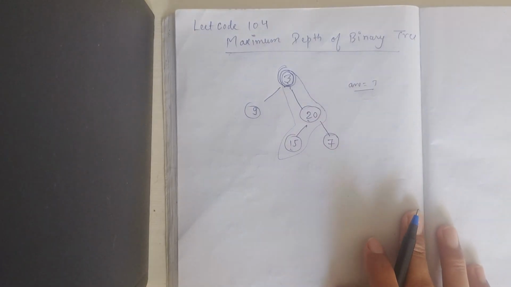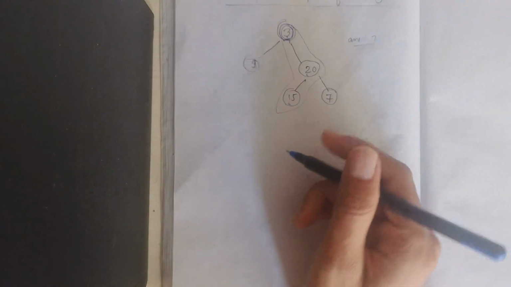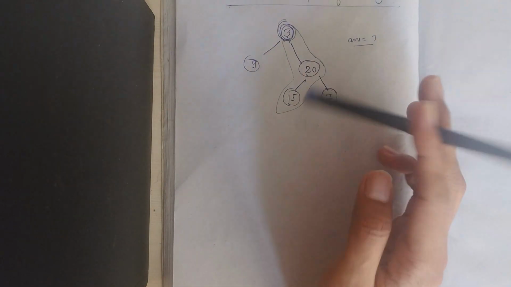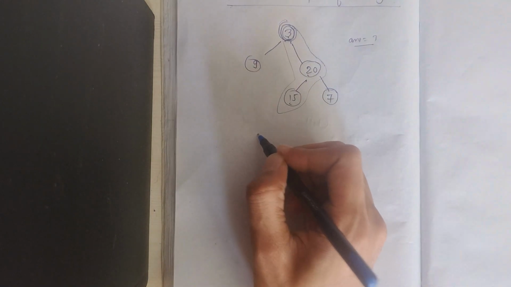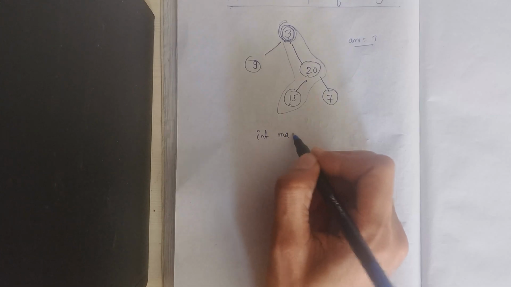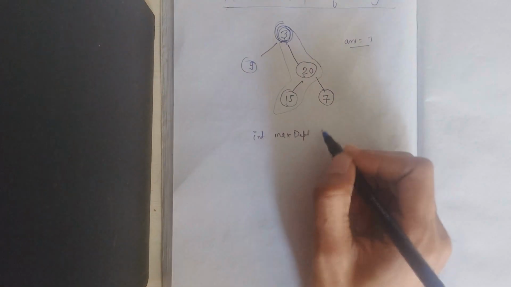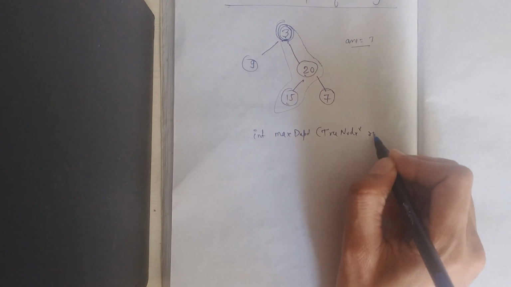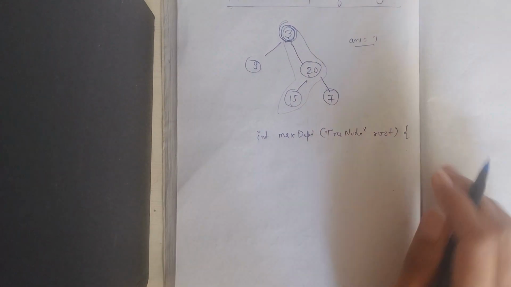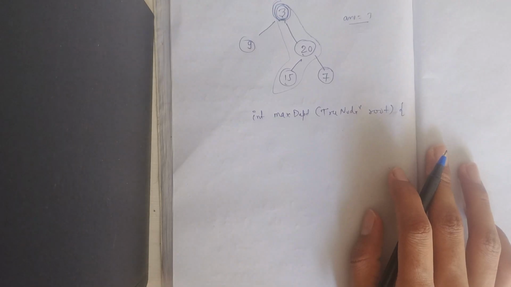Let's see how we can find this. It can be solved by recursion. So we have a function, int maxDepth, which takes a tree node. The argument is root. So it is the given function.